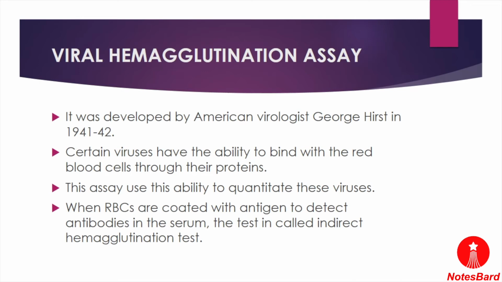So, the principle for the viral hemagglutination assay is based on the ability of certain viruses to bind with the RBCs, or red blood cells, through their proteins, which are named glycoproteins, present on the surface of those viruses and bacteria. So this assay uses this ability of those microbes to quantitate these viruses, and this testing method, named hemagglutination assay, is used for the quantitative testing of those viruses.